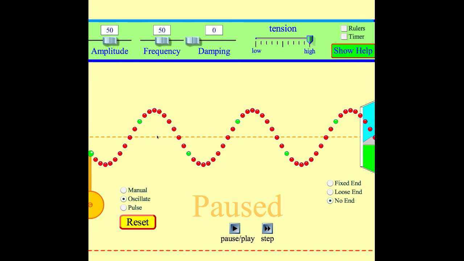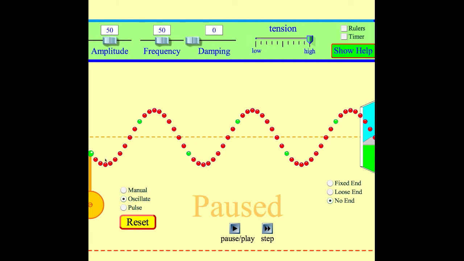Okay. So we know that this distance right here is called the amplitude. The distance from the equilibrium point is the amplitude. Now, a couple new definitions. We've got a crest, which is the top of the wave motion, and then we've got the trough, which is the lower end of the wave motion.